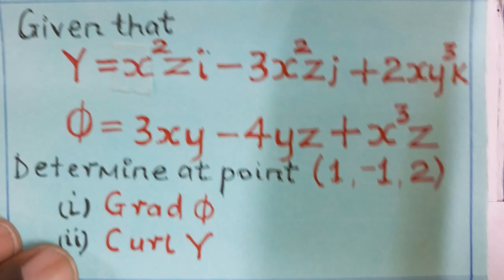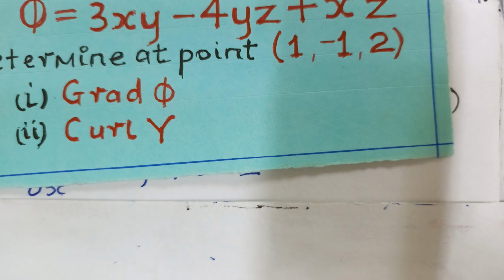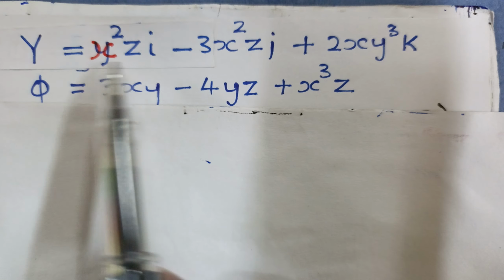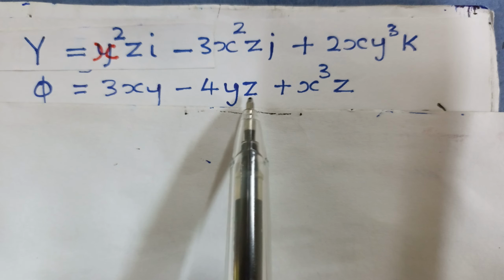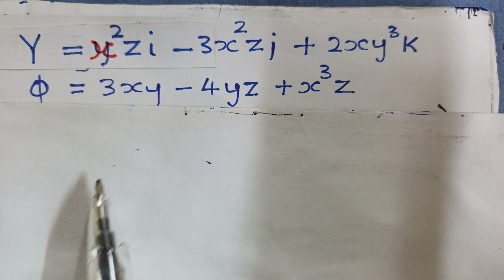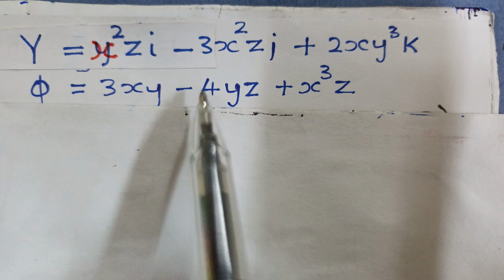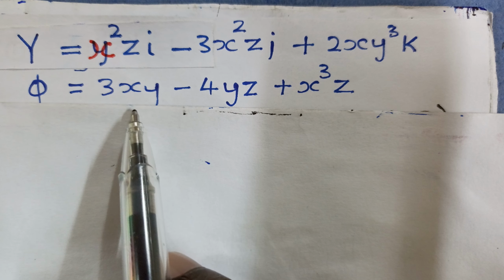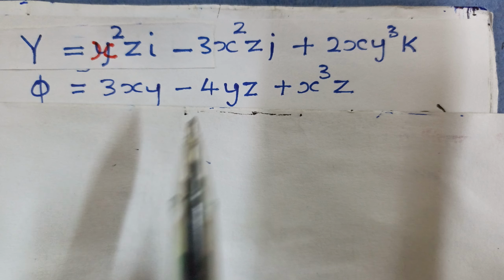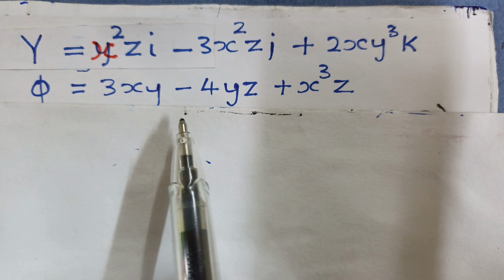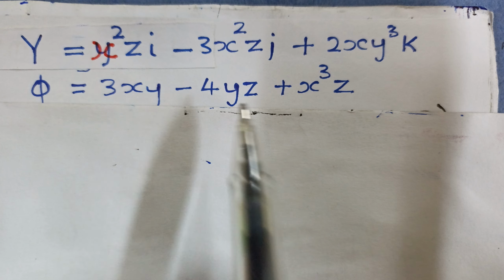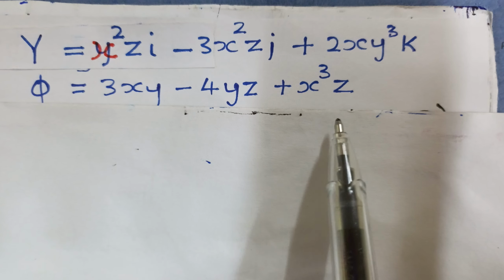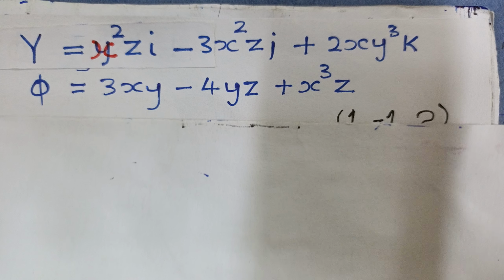So guys, we start off the question. Here is the question. As you can see, we have these two quantities. For us to do the first question, the gradient of phi, we are going to use this equation. We are going to find the partial differentiation with respect to x first, then replace for the values of x, y, and z, and we do the same for the partial differentiation with respect to y, and finally the partial differentiation with respect to z.